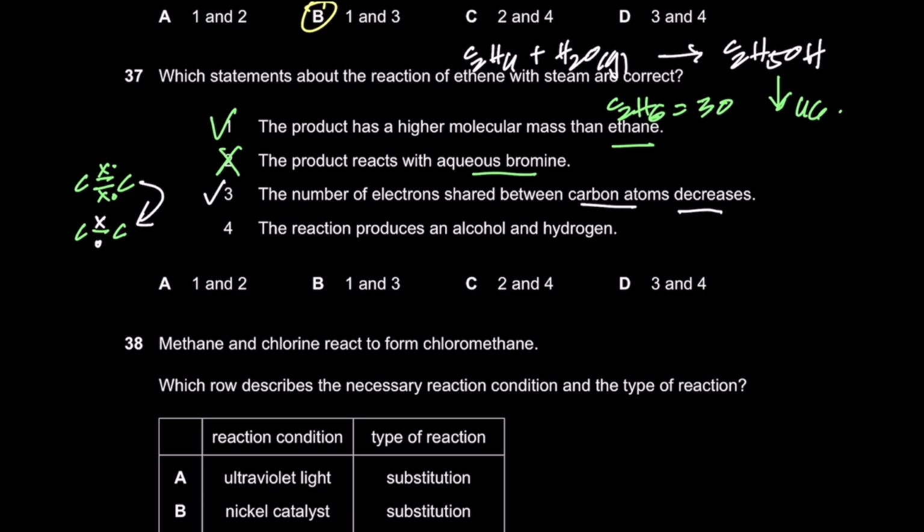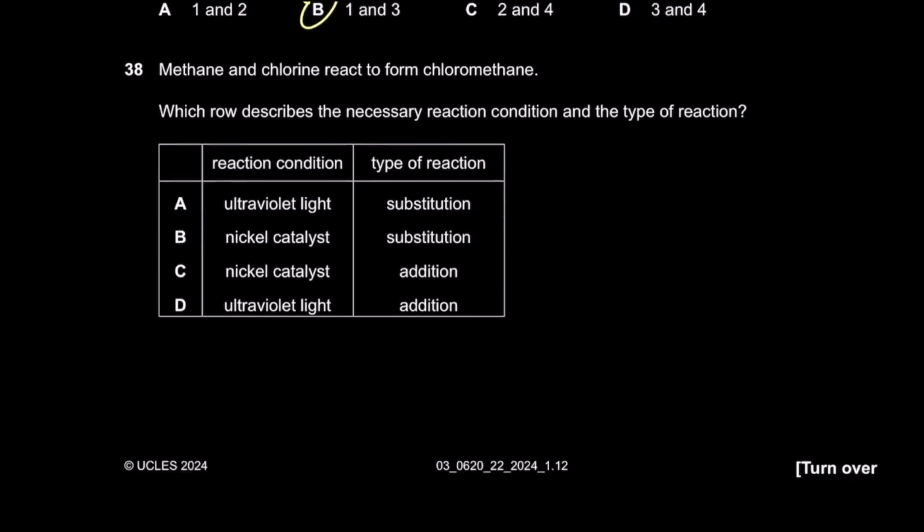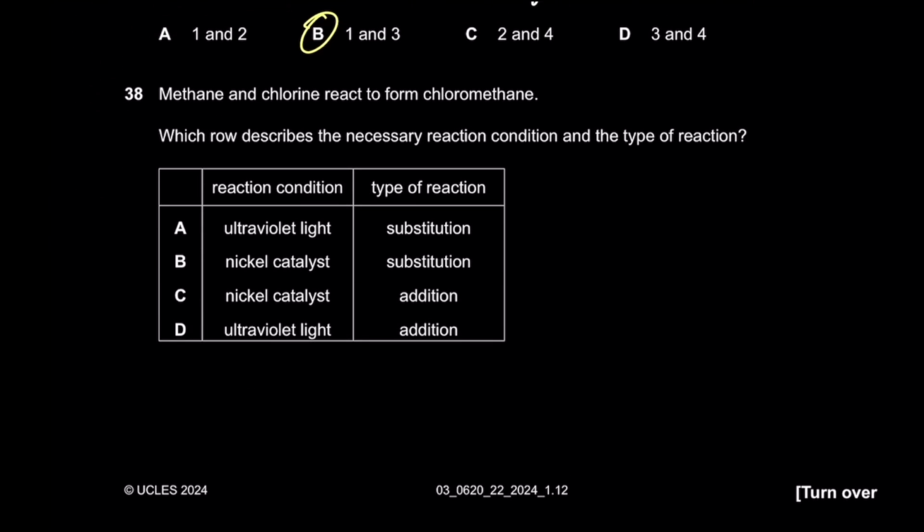The reaction produces alcohol and hydrogen. No, sir, no hydrogen is being produced, or else why would it be called an addition reaction? Addition reactions are those reactions in which only one product is formed. So 1 and 3 are correct. B is the correct option. Methane and chlorine react. Well, obviously there's this substitution reaction taking place, and you need UV light.